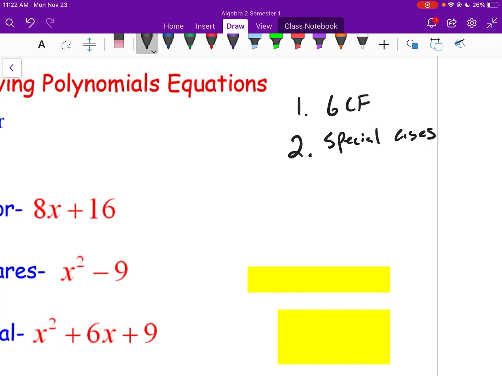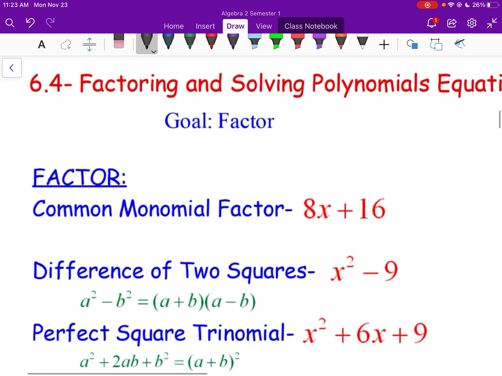And again, we have those difference of squares, and we're going to be adding those difference and sum of cubes. And then finally, the third step is just those basic trinomials. Okay, so if we look here, first one, common monomial factor. That's when we're pulling out that greatest common factor. If I look at 8x and 16, 8 goes into both of those, so I can take out an 8, and it'd be 8 times x plus 2.